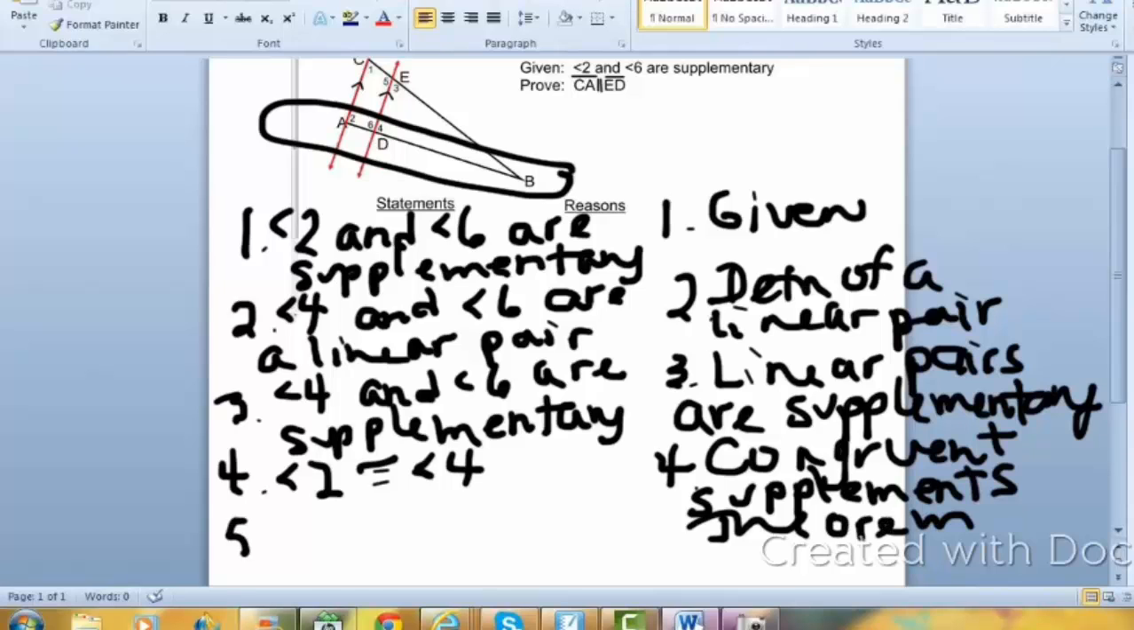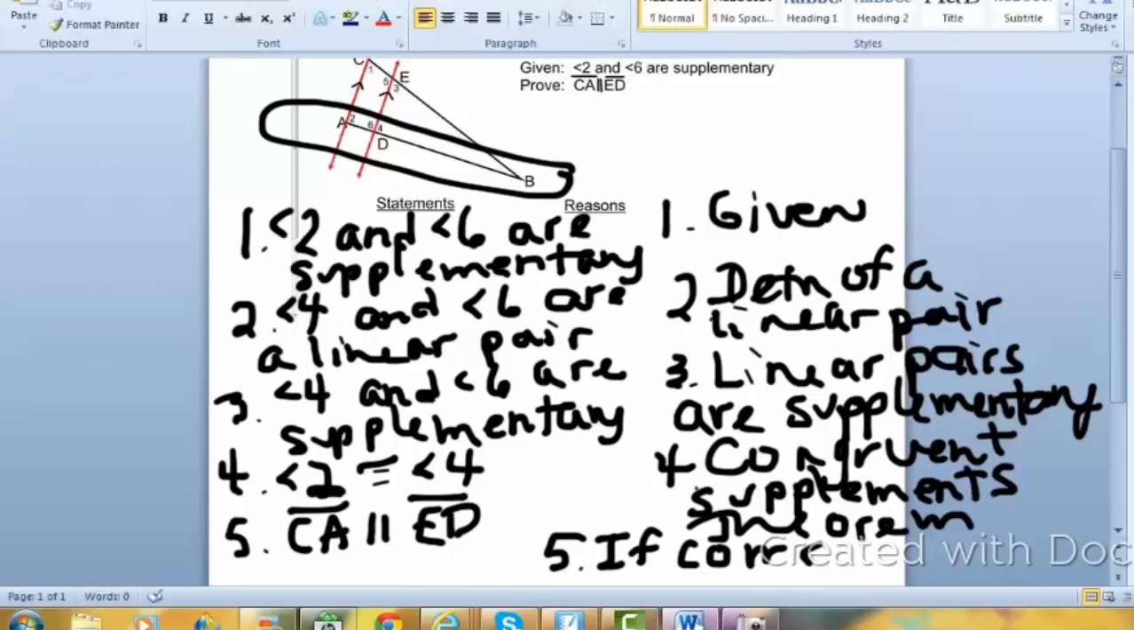And our last step, angle 2 and angle 4 are corresponding angles, so we know that the lines are parallel. So I'll write down my proof statement, and my reason is if corresponding angles are congruent, lines are parallel.